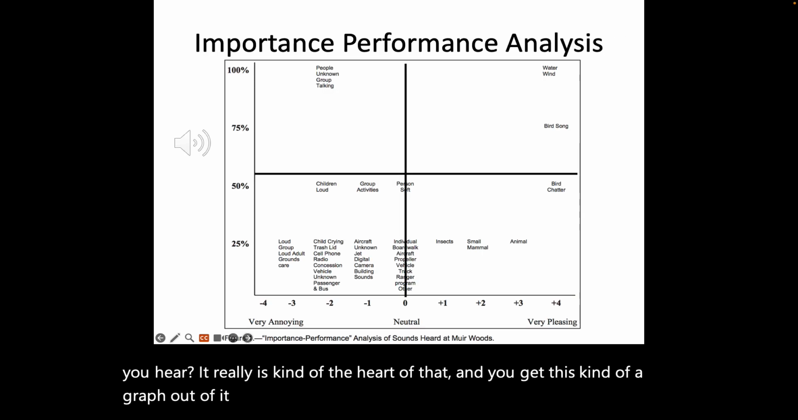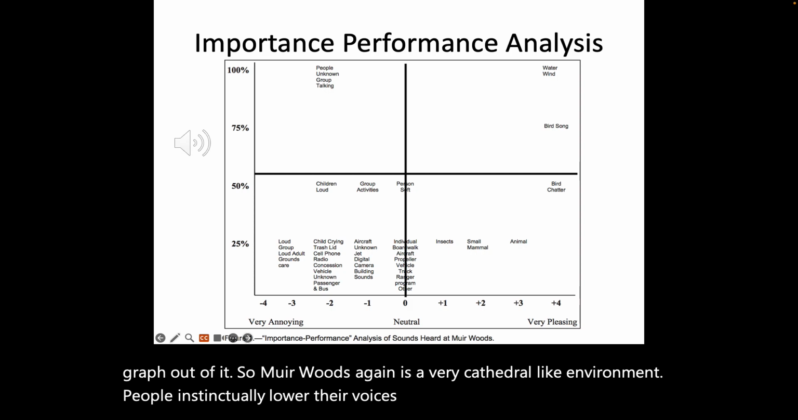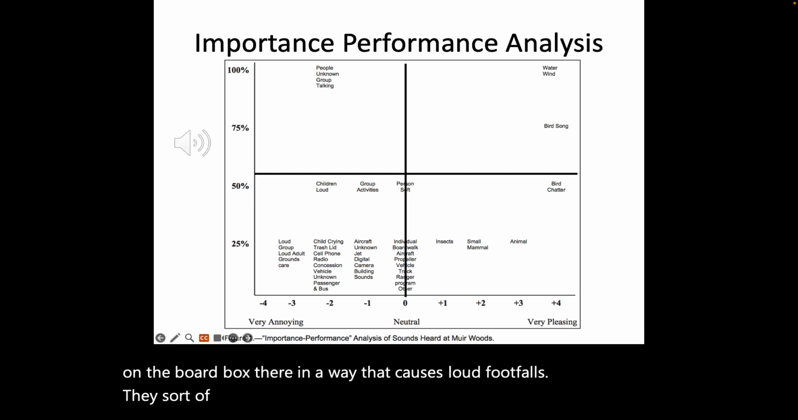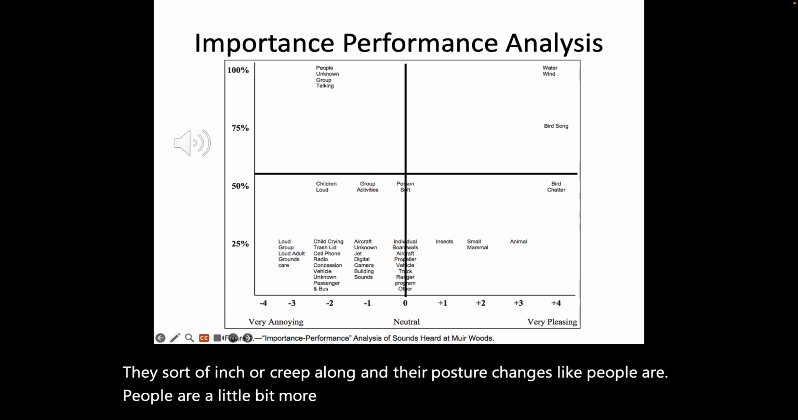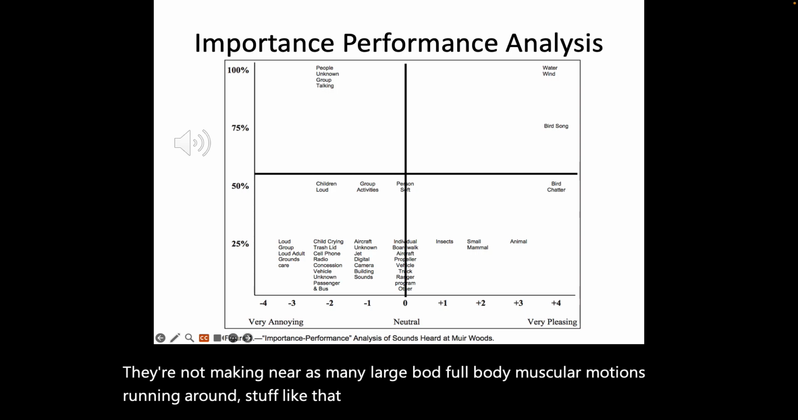So Muir Woods, again, is a very cathedral-like environment. People instinctually lower their voices and they stop moving and walking on the boardwalks there in a way that causes loud footfalls. They sort of inch or creep along, and their posture changes. They're not making nearly as many large full body muscular motions, running around, chasing each other. They're tiptoeing around, low key.